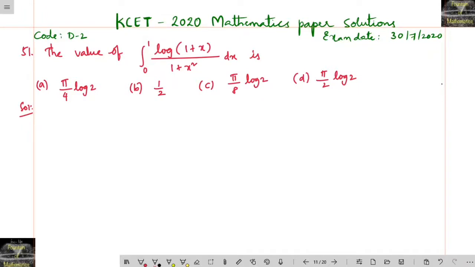Hello students, let's continue KSET 2020 Mathematics problem number 51. The value of the integral from 0 to 1 of log of (1 plus x) divided by (1 plus x square) dx is, where log means base e. Four options are given to you. So let me take the integral from 0 to 1 of log(1 plus x) upon (1 plus x square).